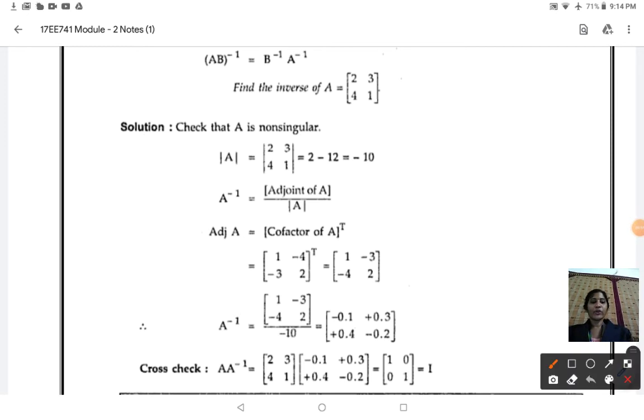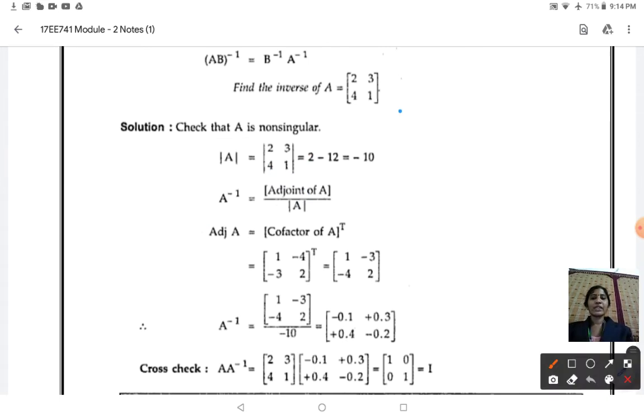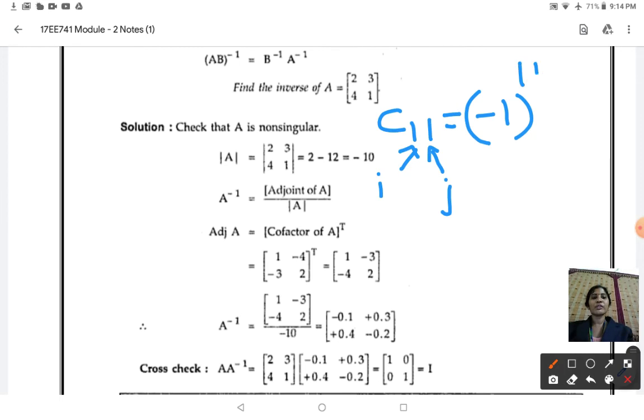To identify the cofactor matrix, the formula to be used is Cij is equal to minus 1 to the power of i plus j into the minor of your element. I'll tell how to identify this minor of your element. For example, if you want to identify C11 for this matrix A, it is equal to minus 1 to the power of i plus j, which means minus 1 to the power of 1 plus 1, into the minor of your element.